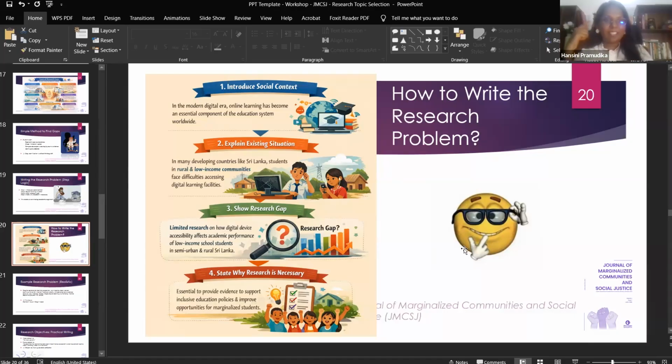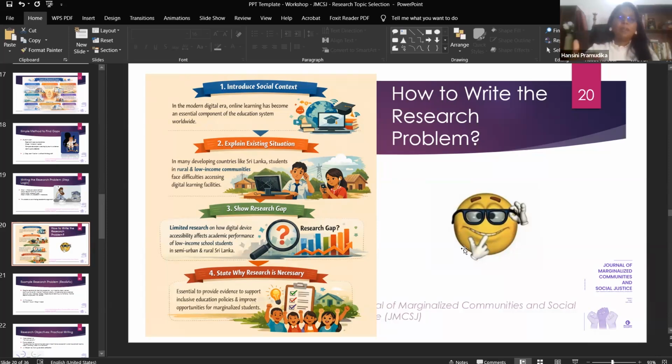Now the reader gets the sense, gets the point, right? It is very smooth. And then show the research gap. Limited research on how digital device accessibility affects academic performance of low-income school students in semi-urban and rural Sri Lanka. Now what happens? When the education system is shifting to a digital platform, it generates a positive effect for society. But when it comes to low-income school students, the parents are unable to provide an appropriate device and appropriate data, right? They may not have enough financial capacity for that.